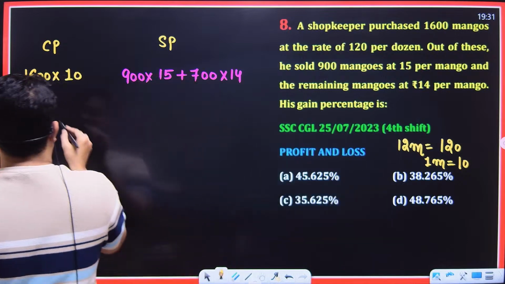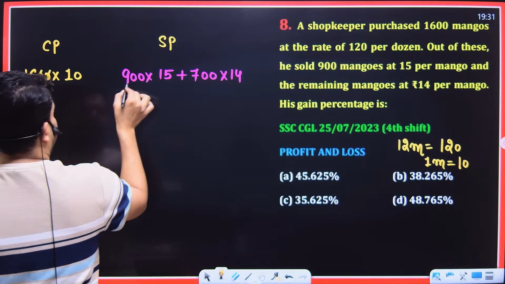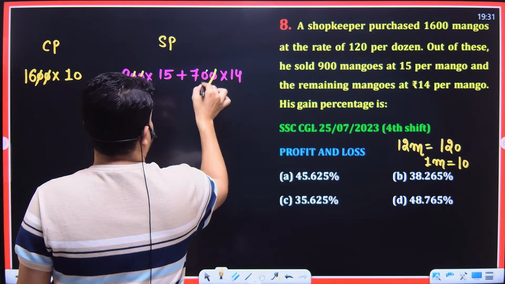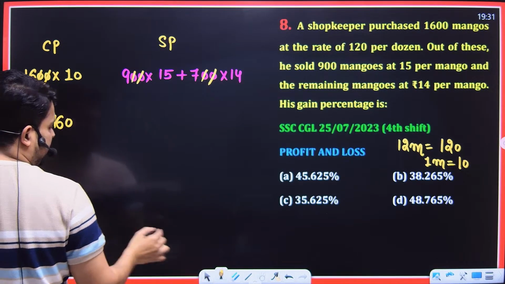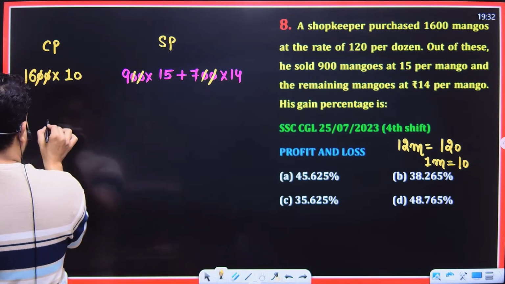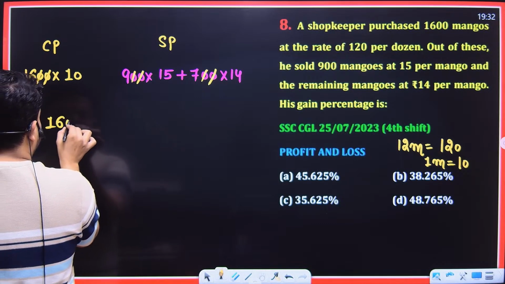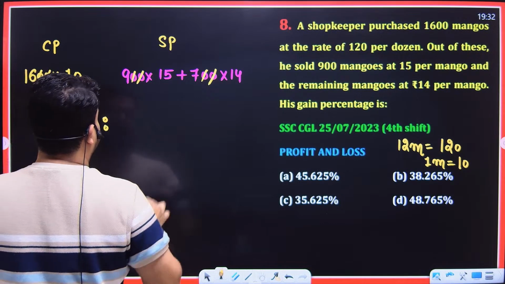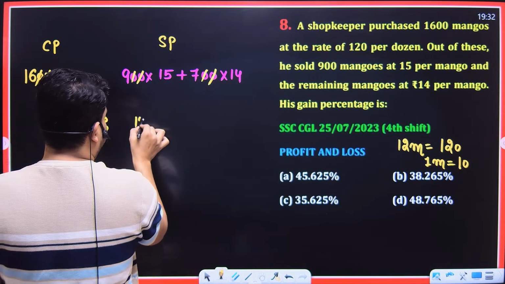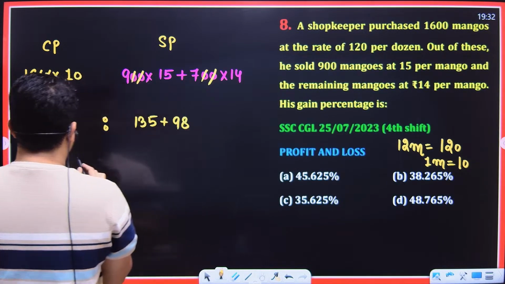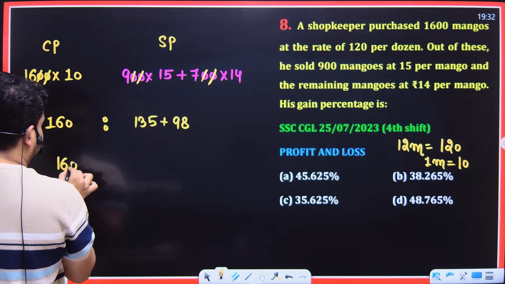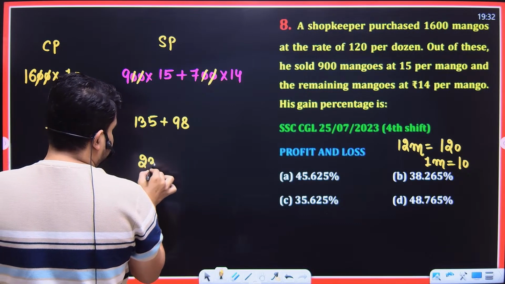See, two zeros can be cancelled out. This one and this one, this one and this one, this one and this one will be cancelled out. What we have is 160 here. If 160 is the cost price, then what is the selling price? 15 times 9 is 135 and 14 times 7 is 98. That is 233. If 160 is the cost price, then 233 is the selling price.